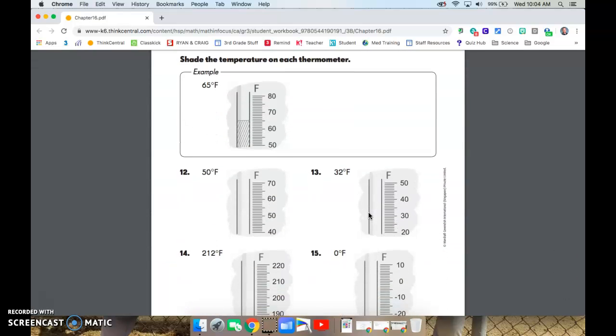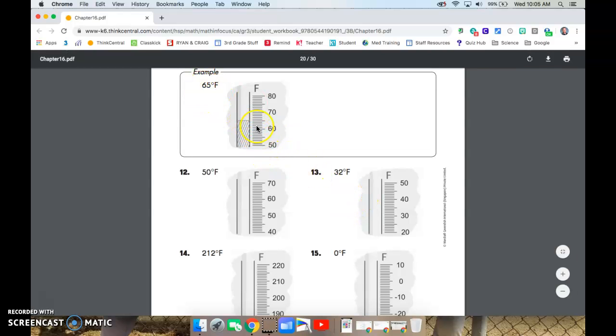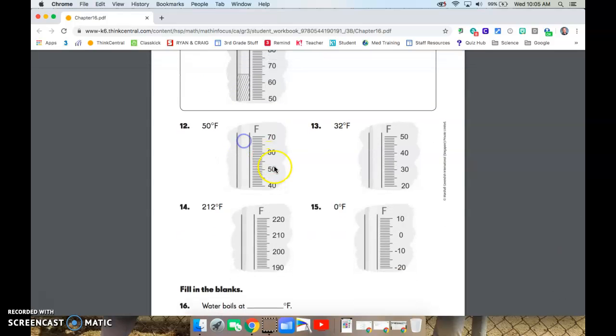Shade the temperature on each thermometer. Okay, so this is 65 degrees. You have 50, 60, 65 right there. So I draw the line first, and then you can lightly fill in this one here. So 50 degrees. You find 50 degrees, draw your line straight across, and then just kind of lightly fill that in right down here, okay?